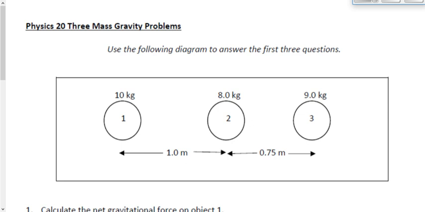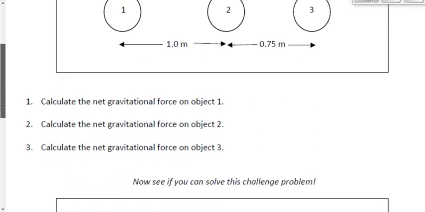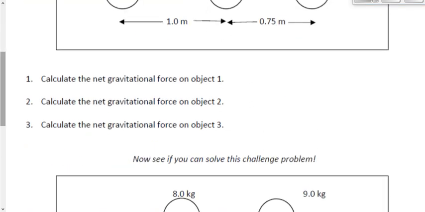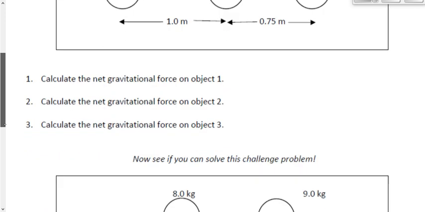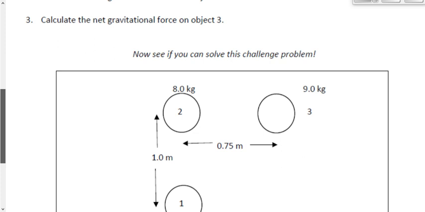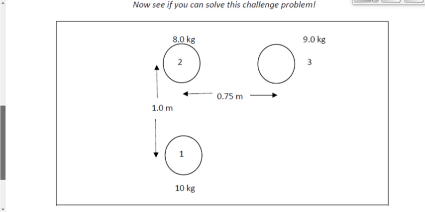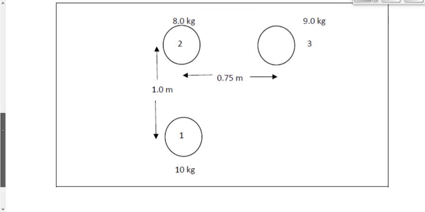What I'd like you to do now is take a look at the worksheet that's been handed out to you, the Physics 23 mass gravity problems. Focus on questions 1, 2, and 3, finding the net force on, first of all, object number 1, due to 2 and 3, on object 2, due to 1 and 3, and then on object 3, due to 1 and 2. And then once you've mastered those, or at least semi-mastered those, let's see what you can do with a challenge question, question number 4.